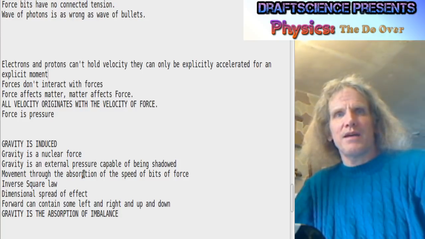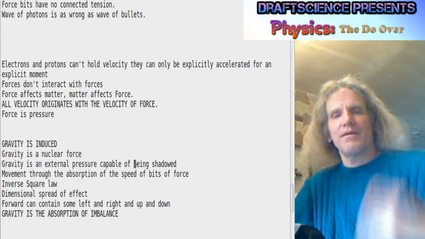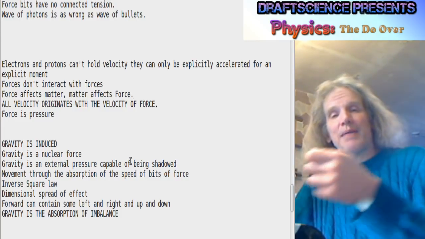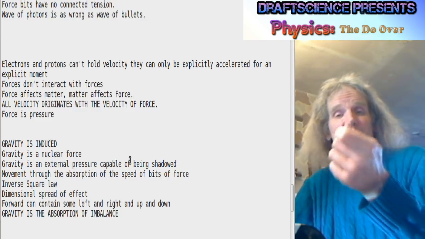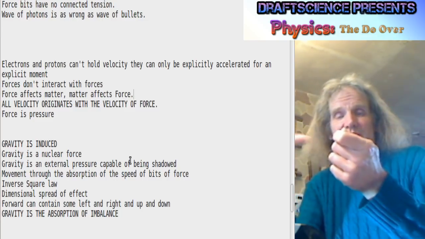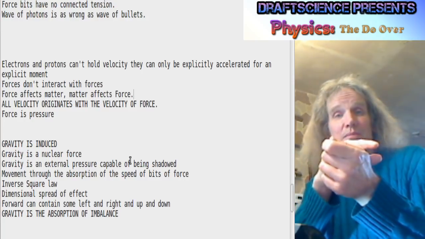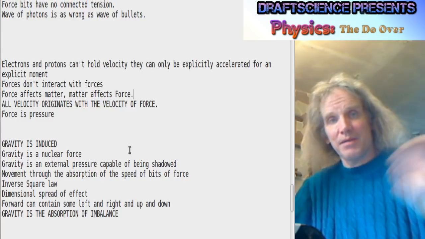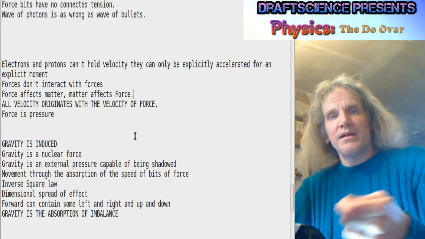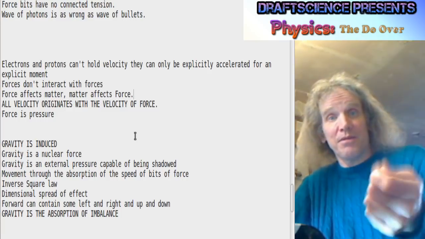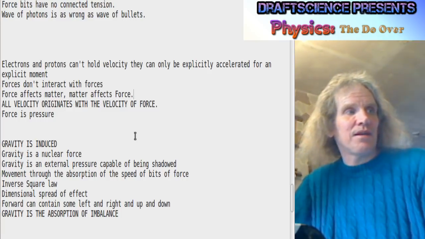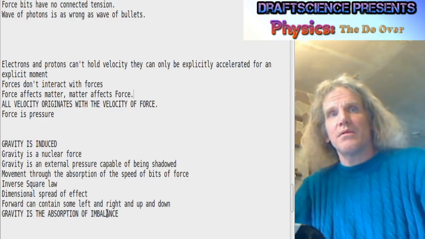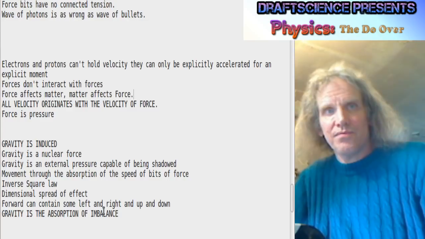Forces don't interact with forces. Forces affect matter, matter affects force. So obviously the communication between force and force happens with the matter bit. It's the communicator, the conduit. So if a force pushes on this side, this force will know about it if a piece of matter tells it about it. But it has to be communicated through the matter, and matter can only communicate with matter by doing the same thing. They're not allowed to invert their roles.